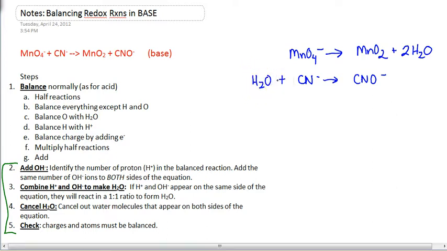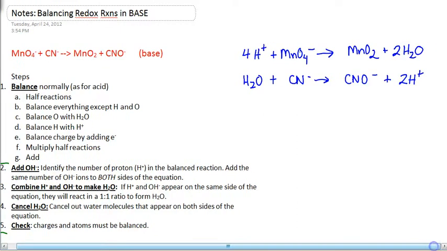Now we need to balance the hydrogens by adding H+. There's 4 hydrogens on this side, so we'll need 4 H pluses over here. And here we've got 2 hydrogens, so we'll need to put 2 H pluses over here. Remember that H plus would only occur if you had an acid, because acids contain H plus. If you have a base, they're not going to be there in the end, but we'll deal with that in just a minute. Now I want to balance the charge by adding electrons.